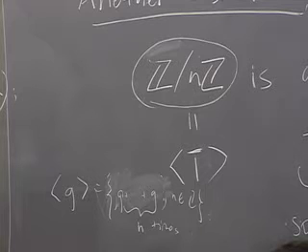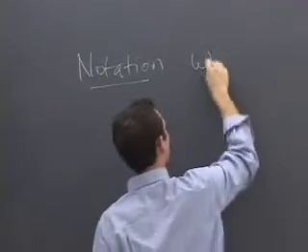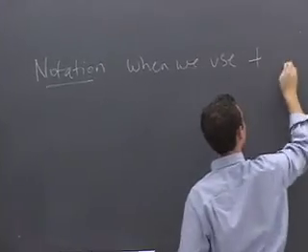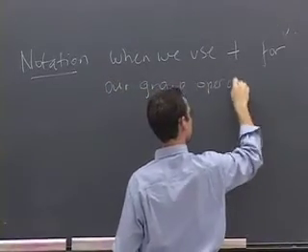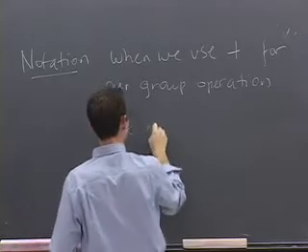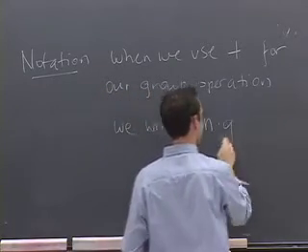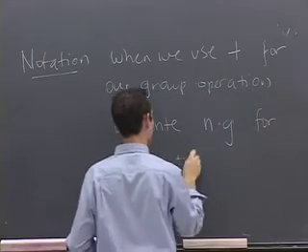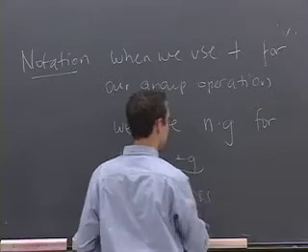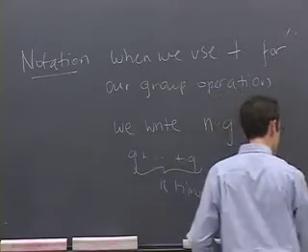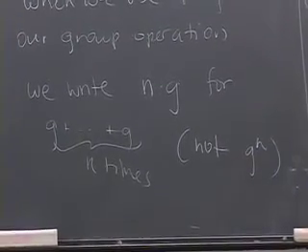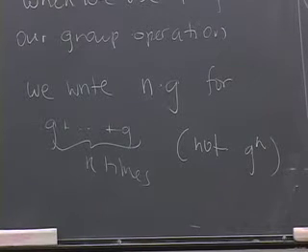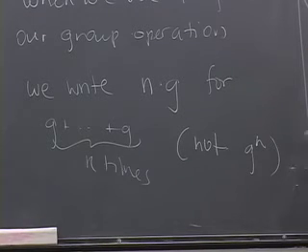So maybe I'll make something that I wrote over there even more explicit. Notation. When we use plus for our group operation, we write n times g for g added to itself n times, not the more multiplicative notation g to the n. So be careful because, for instance, there are certainly two operations that we've defined on Z mod nZ. They're different operations, and they have different notations for them.